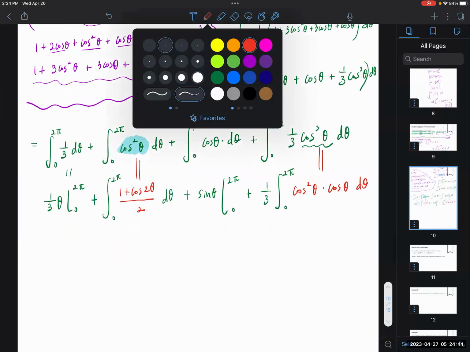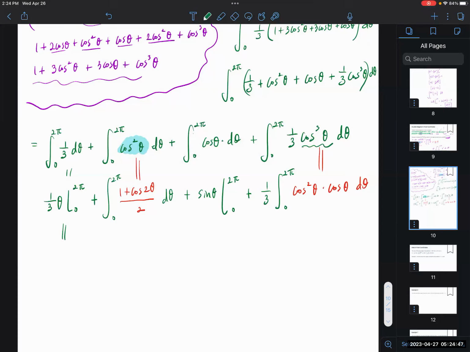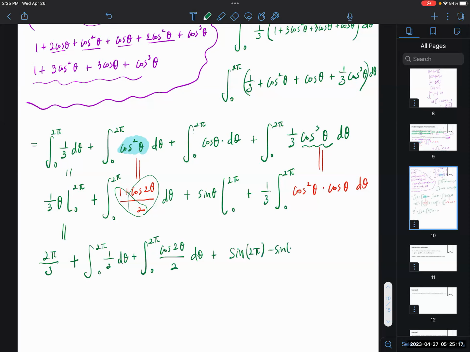So a little bit of work, I'm sorry. So we know you can calculate this part. It's going to be 2 pi over 3 minus 0, 2 pi over 3, plus, here you can separate 1 over 2 and this part. So integral 0 to pi of 1 over 2 d theta, 0 to pi cosine 2 theta over 2 d theta. And this is going to be sine 2 pi minus sine 0. And the last term, that's something I want to write.